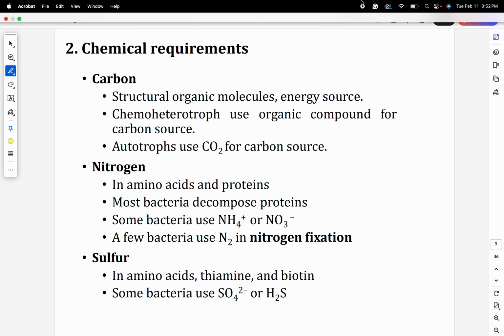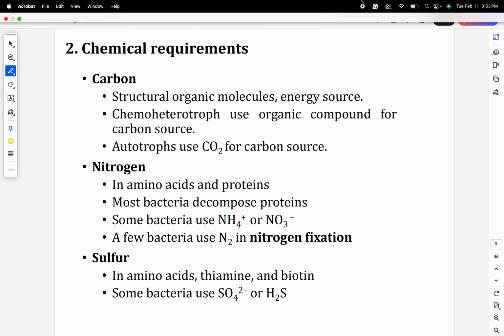Then we have nitrogen, which is the primary element related to amino acids and proteins. So most bacteria are capable of decomposing proteins. Some of them make use of ammonium or nitrate as their nitrogen sources. A few of them can use atmospheric nitrogen, in the case of nitrogen fixing bacteria, those bacteria with nitrogenase complexes, those that can express nitrogenase enzymes. And they are known as nitrogen fixing bacteria.